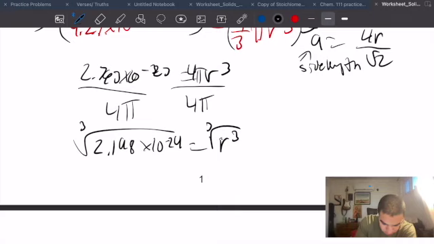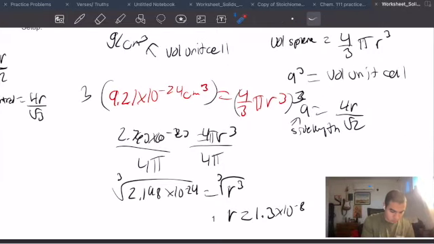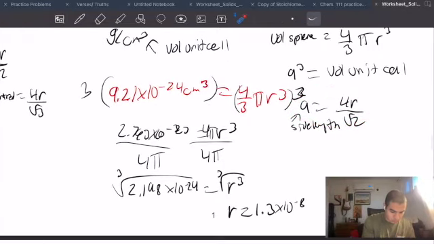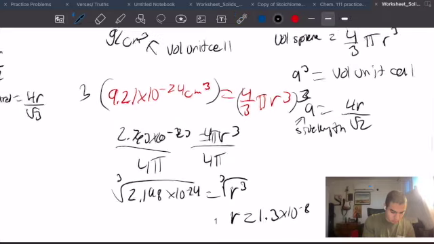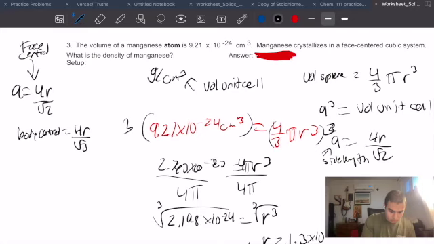and r is equal to 1.3 times 10 to the negative 8. Okay, so now we have r. Now let's just plug it into our equation here, which is again based on the cubic structure.